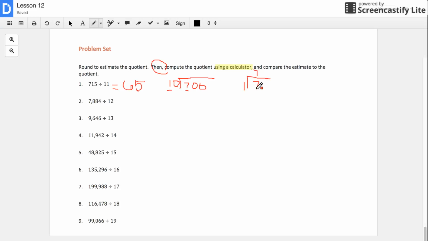That's 7. And so we're thinking about this in terms of tens. So 70 tens divided by 10 tens. Let's just add that 0 back in here. That gives us 70. So our estimate was 70. The quotient was 65. They're close.